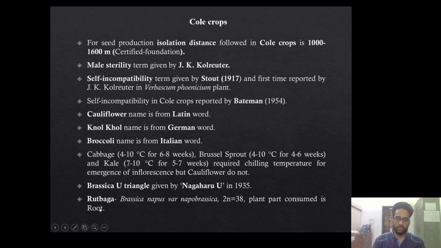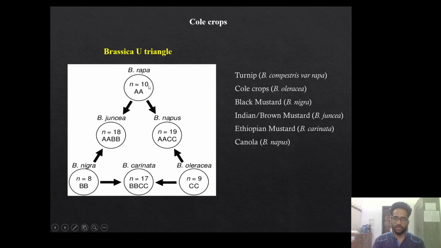Now the Brassica U triangle, which was given by Nagaharu U. This triangle consists of three diploid species and three allotetraploid species. When Brassica oleracea is crossed with Brassica rapa, it produces Brassica napus. When Brassica nigra is crossed with Brassica rapa, it produces Brassica juncea. And when nigra is crossed with oleracea, it produces Brassica carinata. You have to remember the genetic constitution of these tetraploid and diploid species. It is an important diagram, so please remember this. Here the common name of each one is given, like black mustard is Brassica nigra, Indian brown mustard is Brassica juncea. So please remember this, it's important.